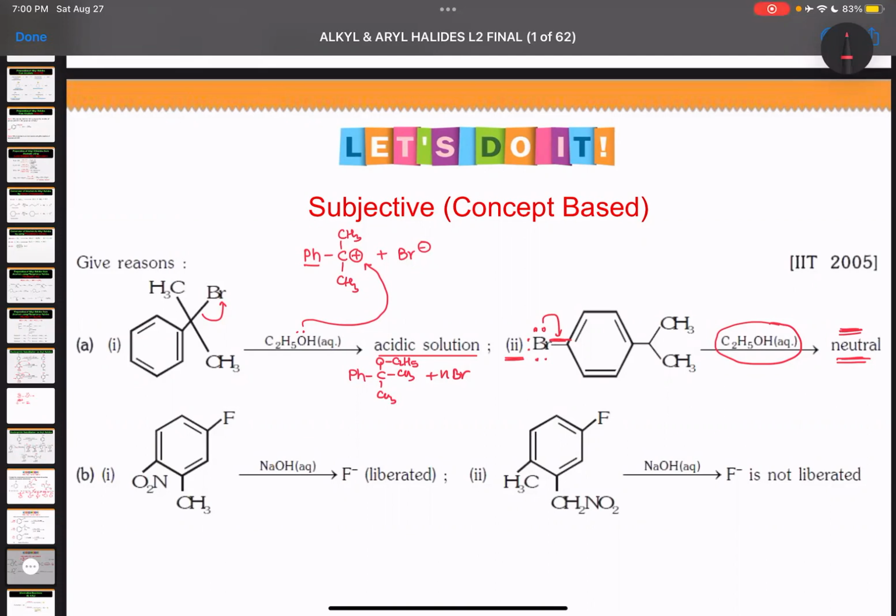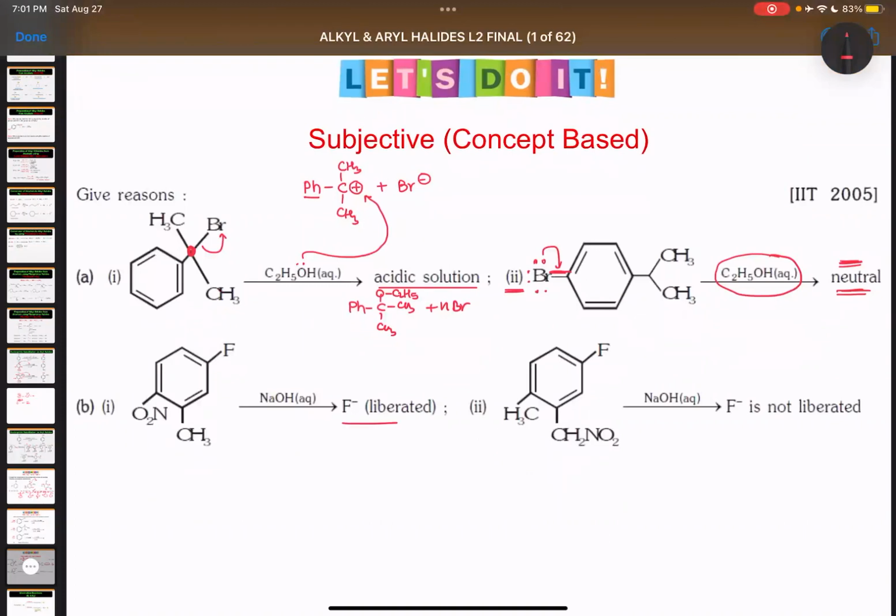Is it clear? In this case, the Br is not connected to the benzene ring. There is one more carbon, and to that carbon the Br is connected. Is it clear? It is actually known as a benzylic carbon, which can form a very stable carbon.